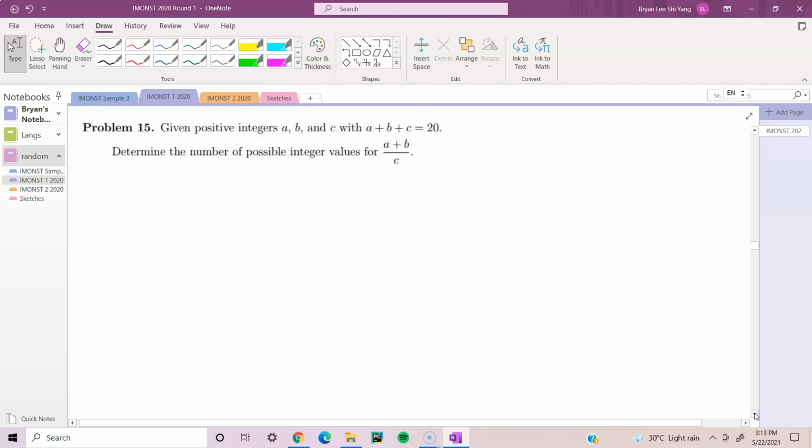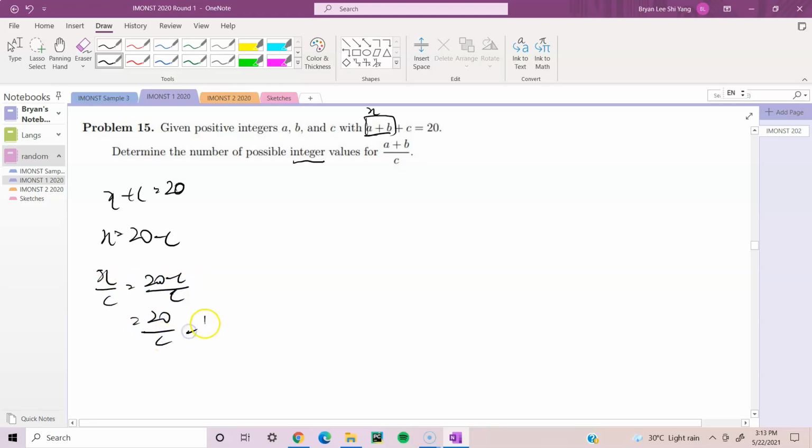Okay. Given positive integers a, b, and c with a plus b plus c equals to 20, determine the number of possible integer values for (a plus b) over c. Now, since we have here a plus b as the numerator, we can just consider it as one term. We can consider this as x. So we would have x plus c equals to 20. And then we would have x equals to 20 minus c. And then x being a plus b, over c, we just divide both sides by c, would be x over c equals to 20 minus c over c, which is 20 over c minus 1.